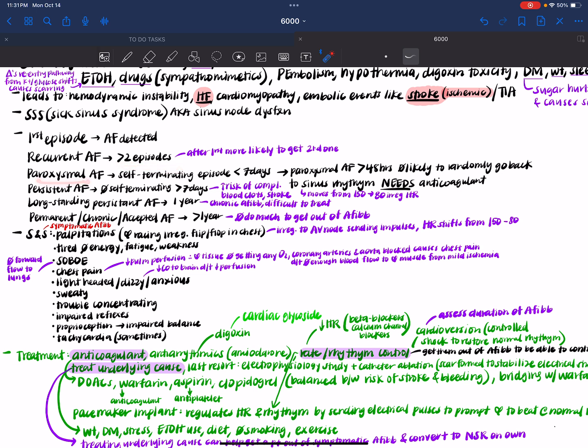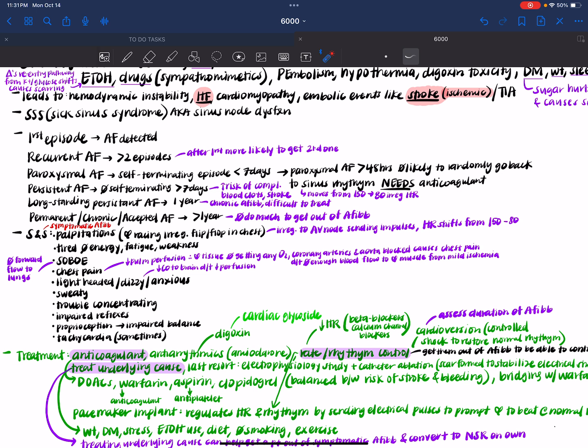Paroxysmal AFib is self-terminating, less than 7 days. If it lasts more than 48 hours but less than 7 days, you're less likely to go back to sinus rhythm on your own, and you need an anticoagulant. Persistent AFib is more than 7 days. Long-standing is basically a year, and then permanent is more than a year.